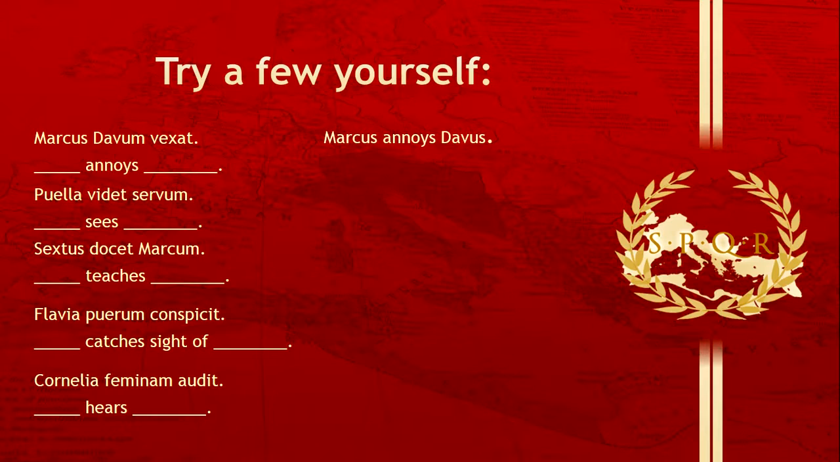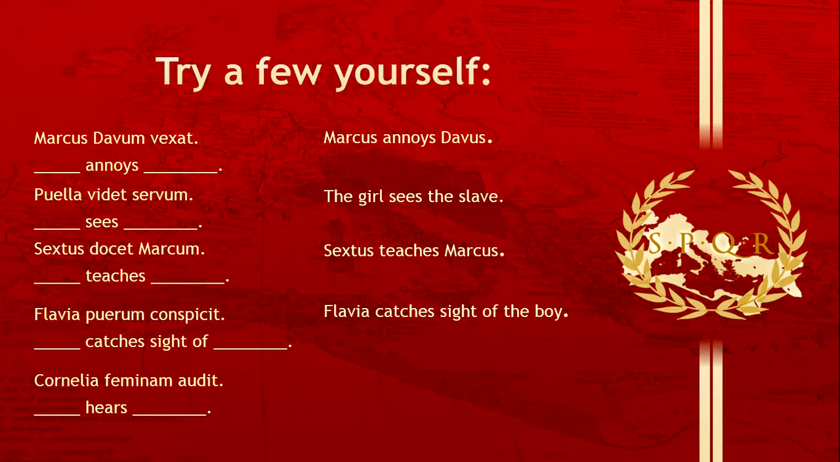Example 2. Puella videt servum. Somebody sees somebody. And if you said the girl sees the slave, you would be correct. Sextus docet Marcum. Somebody is teaching somebody. Sextus is teaching Marcus. Flavia puerum conspicit. Now in this one, puerum is not a proper noun. It's not somebody's name, but it is in fact a noun. And the proper translation is, Flavia catches sight of the boy.